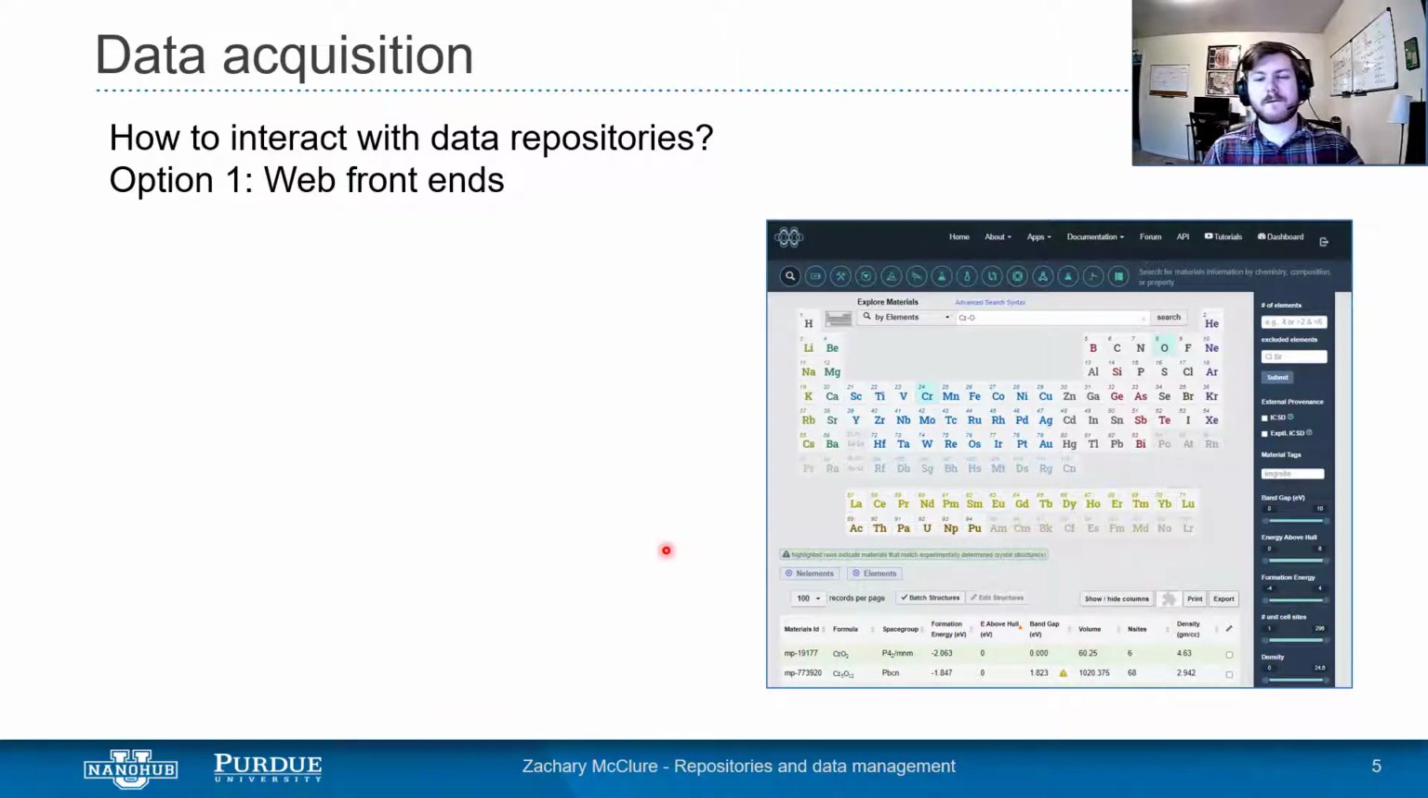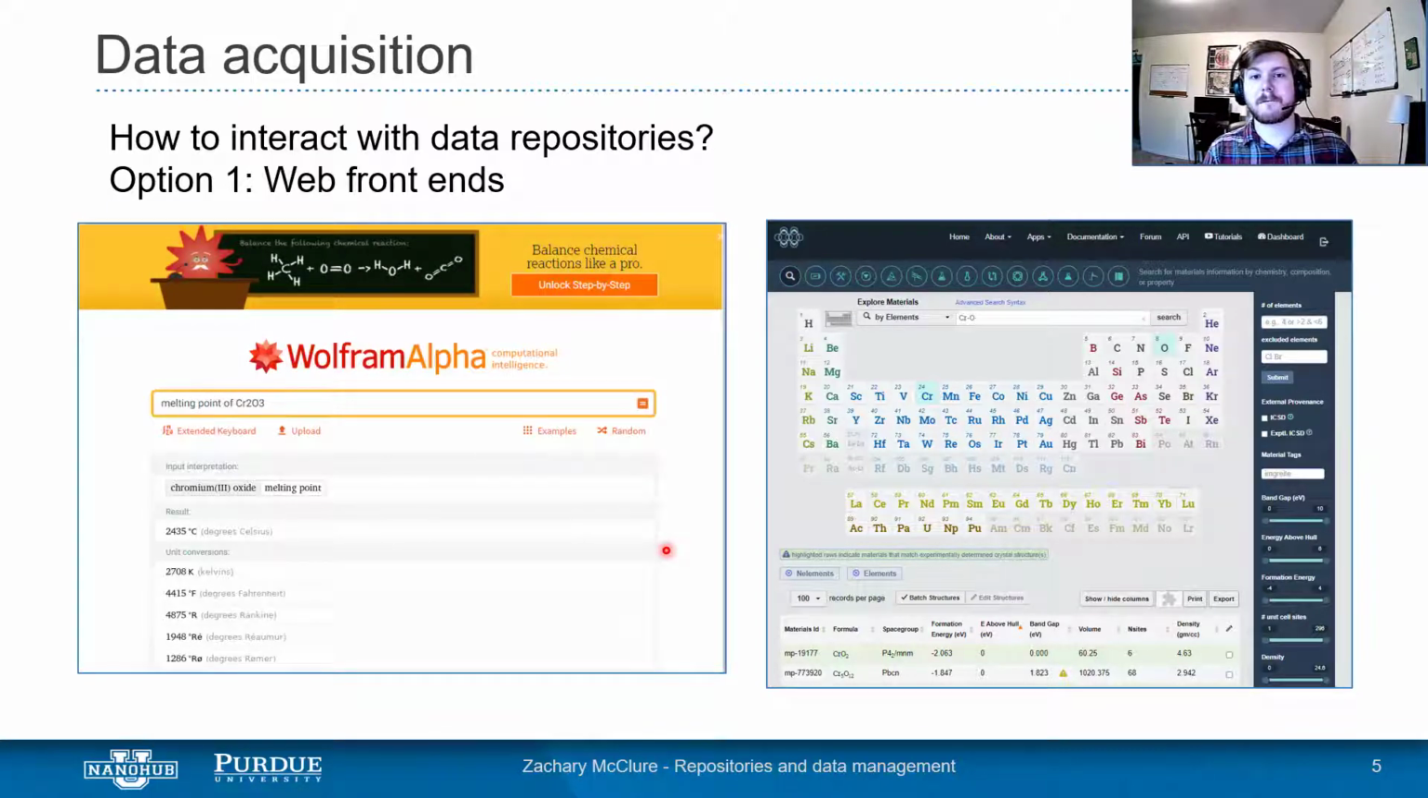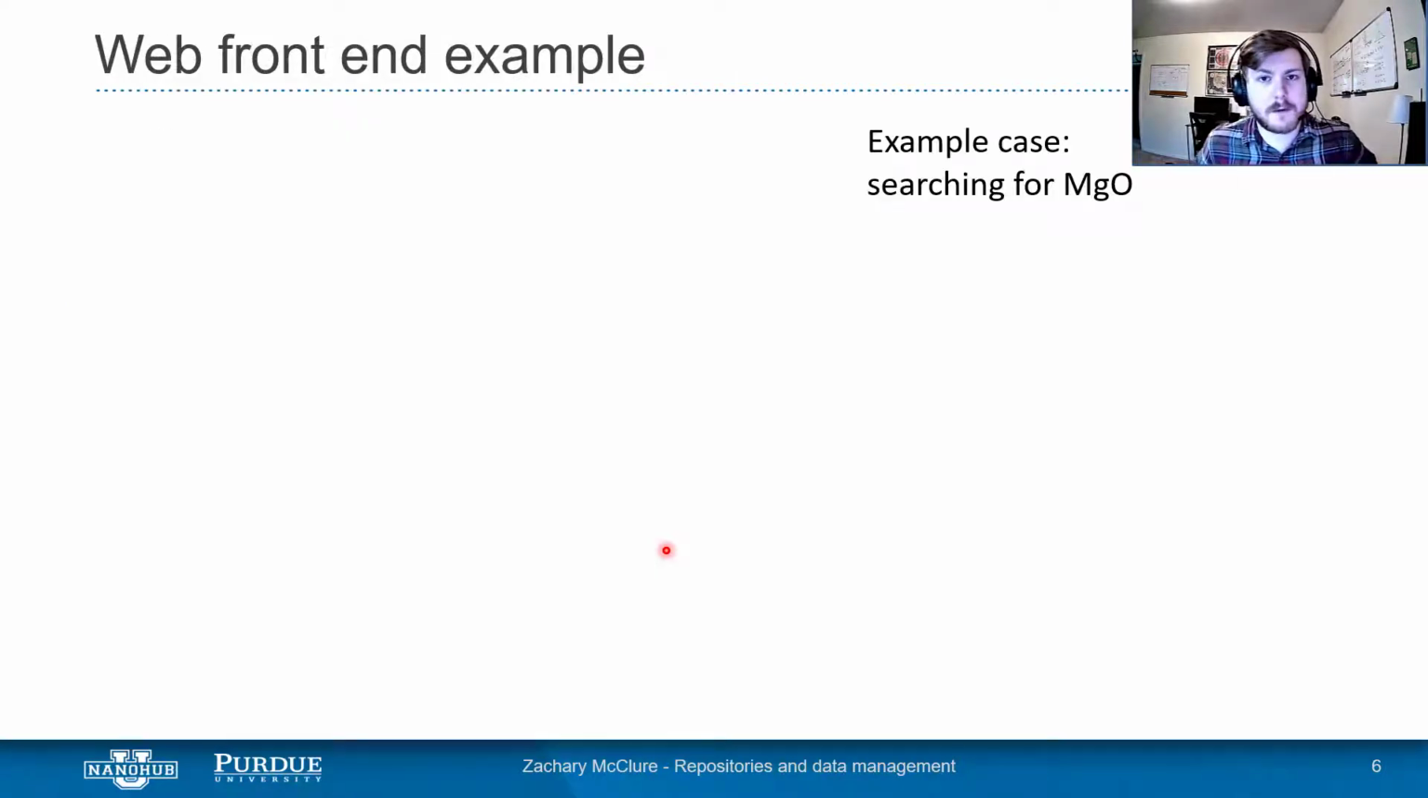But Materials Project is great, but it's a DFT database. Let's say I want to know something about the melting temperature. I could go to something like Wolfram Alpha, and I can just do a quick query of melting point of Cr2O3, and I'll get some results back. And so what we'll find is that different platforms are going to be able to give us different leveraging abilities for different types of data. Well, let's go through an example with the Materials Project.